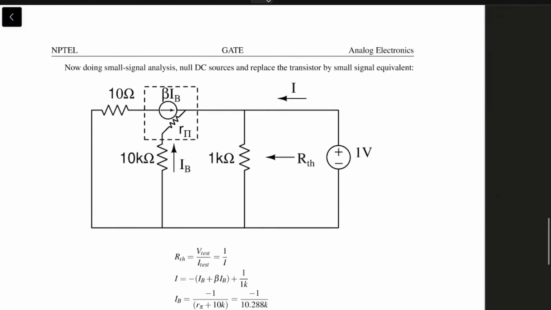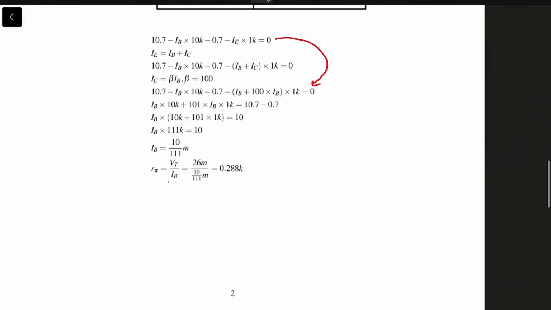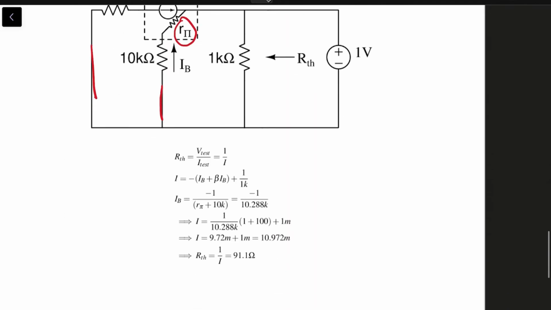Now this is the small signal equivalent of the circuit, where the DC sources are nulled, right, and you replace the transistor by its small signal model. We already know beta, we only need to know what R pi is. R pi is given by VT by IB. This is 0.288 kilo ohms.